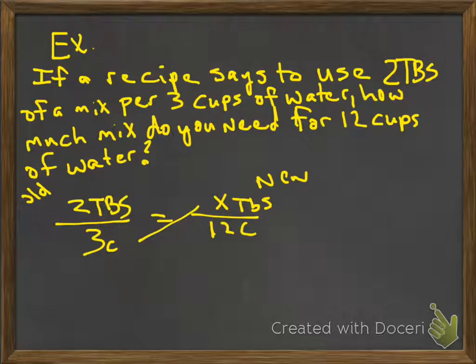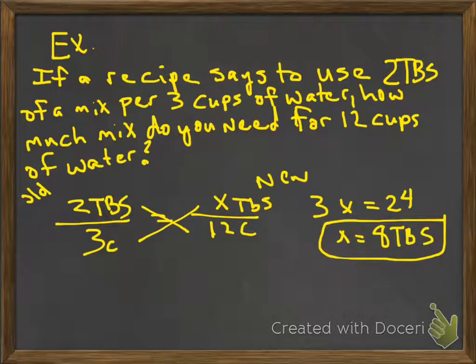This is a proportion, so that means you cross multiply, and you would get 3x is equal to 24, because 12 times 2 is 24. You divide, and you would get x is equal to 8 tablespoons. So you would need 8 tablespoons of mix with the 12 cups of water to make whatever that recipe is trying to make. Okay, so that's essentially what we're doing. Let me give you another example.